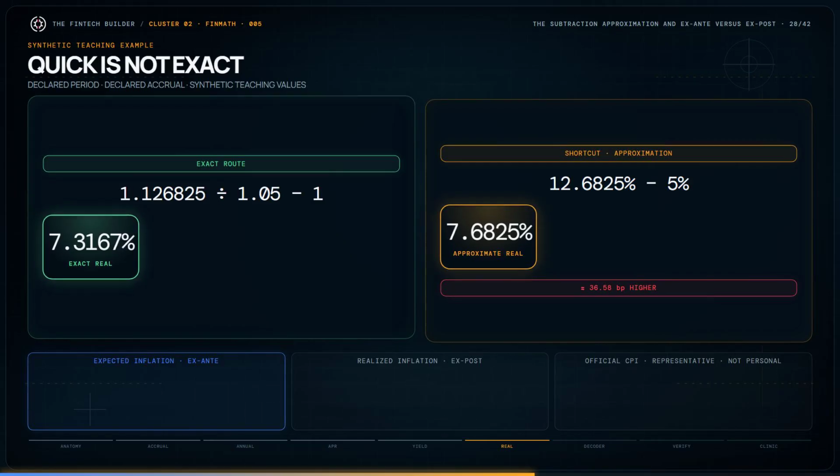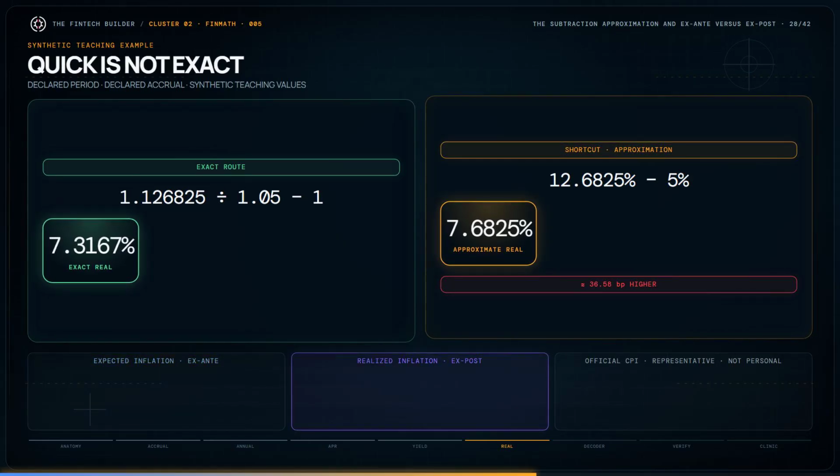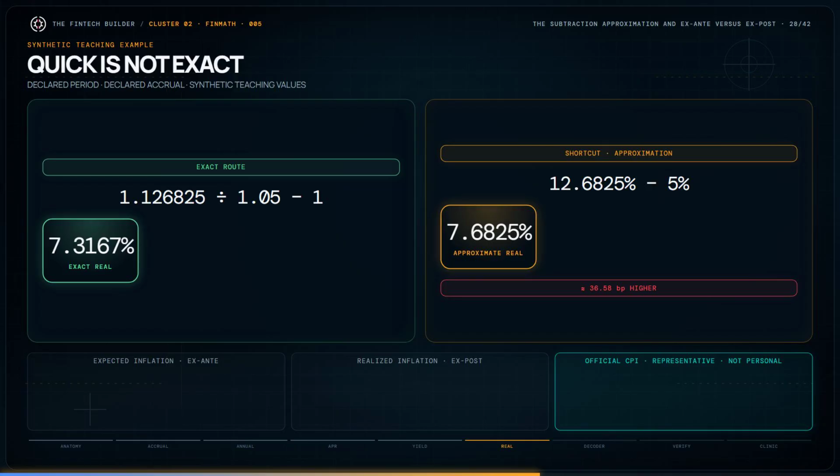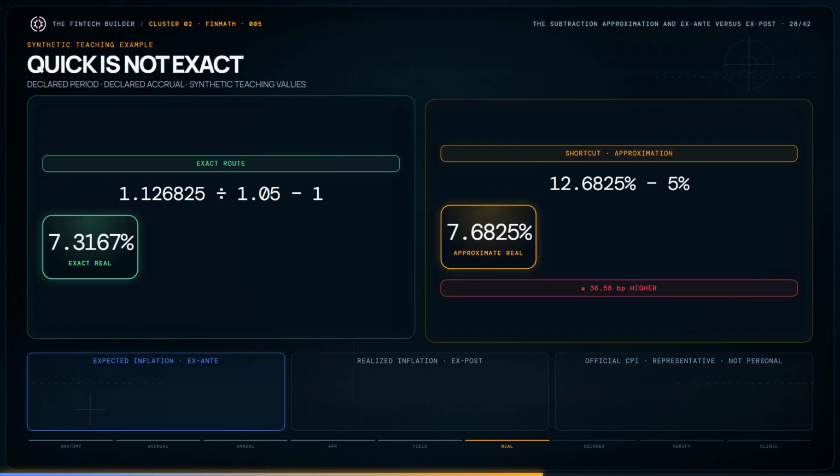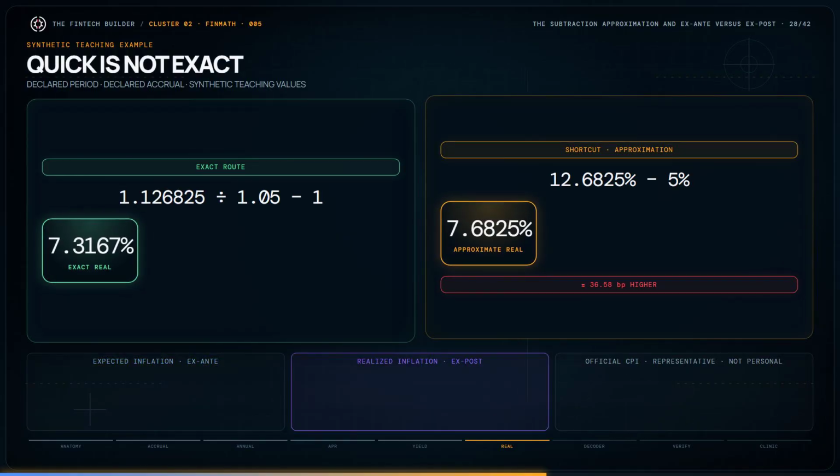The inflation input also changes the meaning. Expected inflation produces an ex ante real rate. Realized inflation produces an ex post realized real rate. And an official consumer price index measures average price change for a representative basket. It may not match one household's personal spending experience.